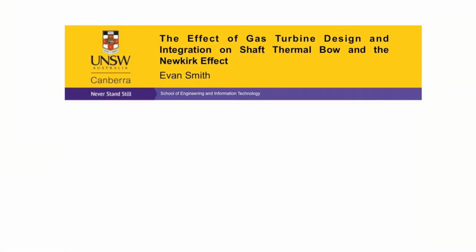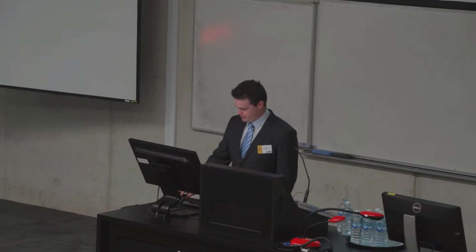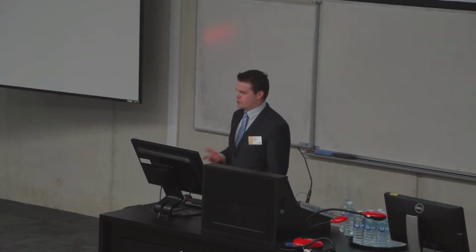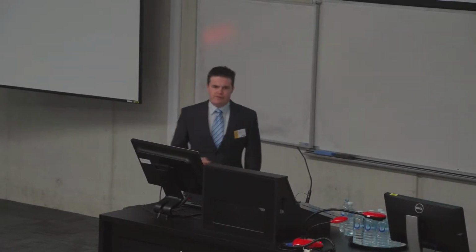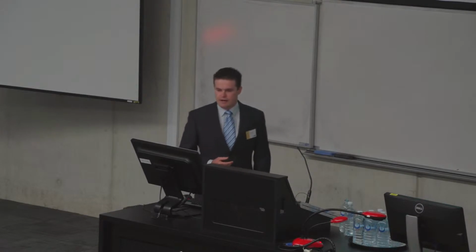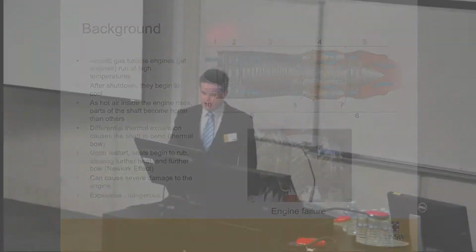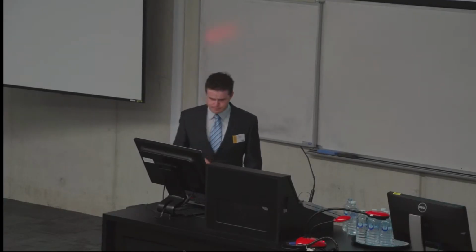I appreciate that there's a range of different types of expertise here, so I'm going to try and explain my research to you in some simple terms and avoid using excessive engineering jargon. Put simply, we're talking about gas turbine engines or jet engines on aircraft. For those of you who are unfamiliar with jet engines, they run at elevated temperatures. The compressor section, which is the area of interest, denoted there by 2 and 3 on the upper surface, runs in excess of 500 degrees Celsius on high-performance engines.